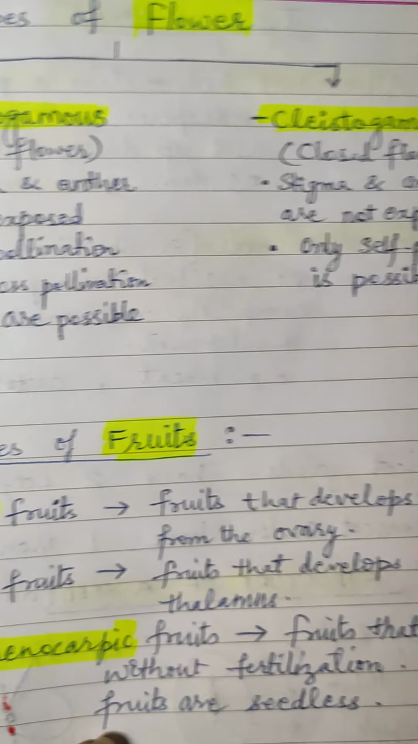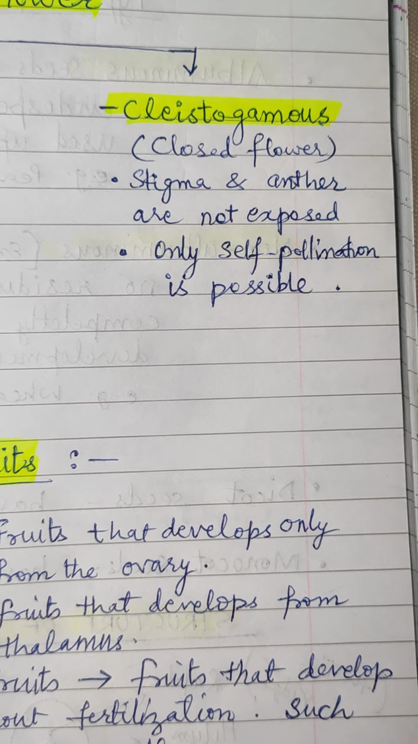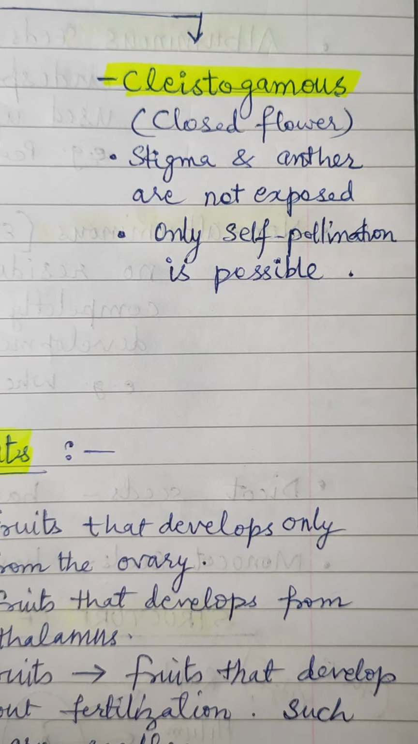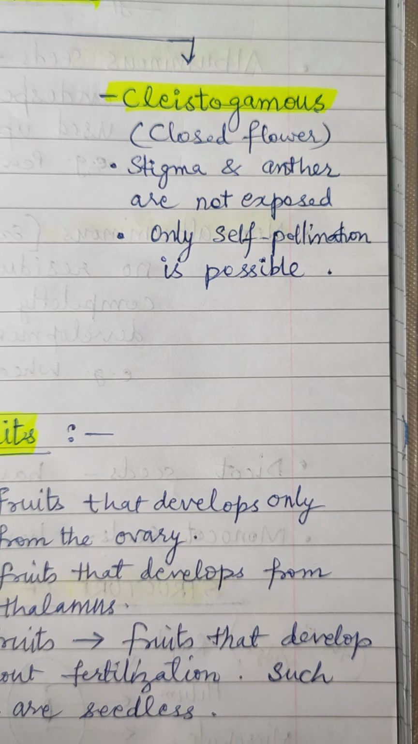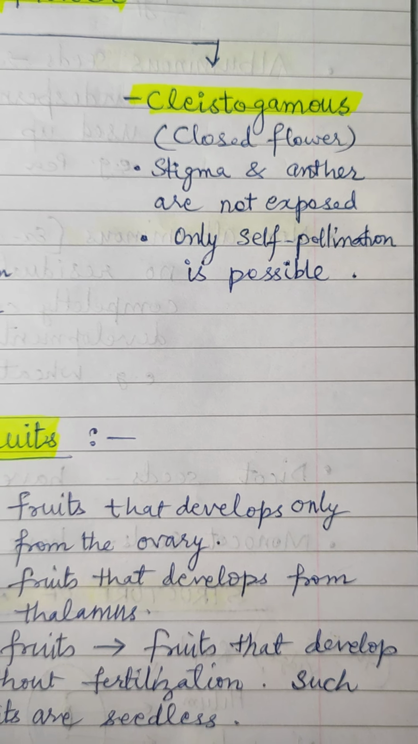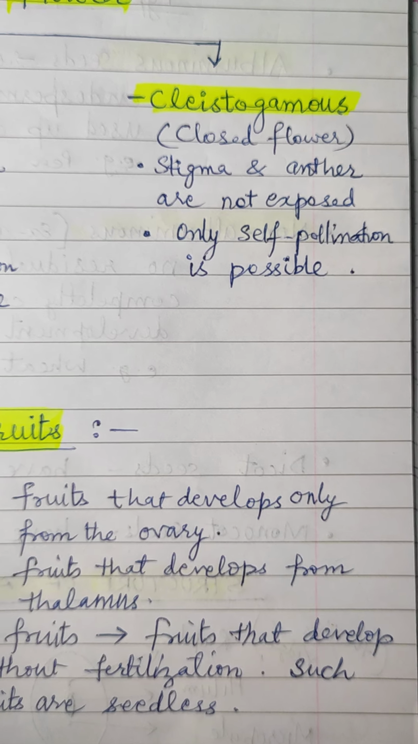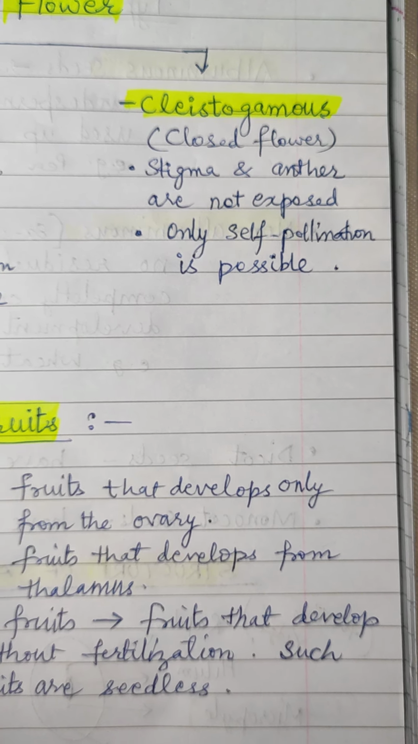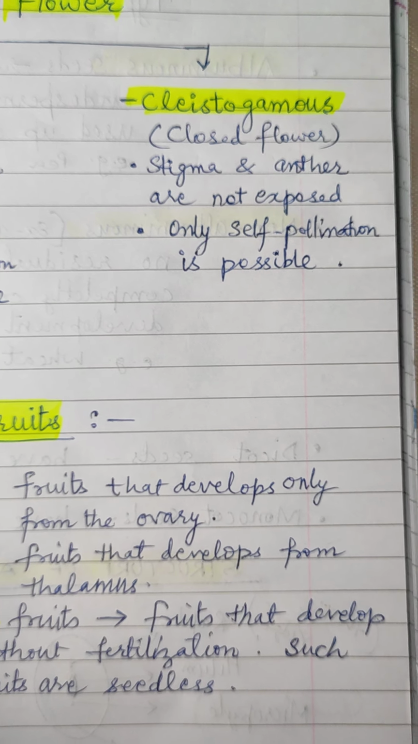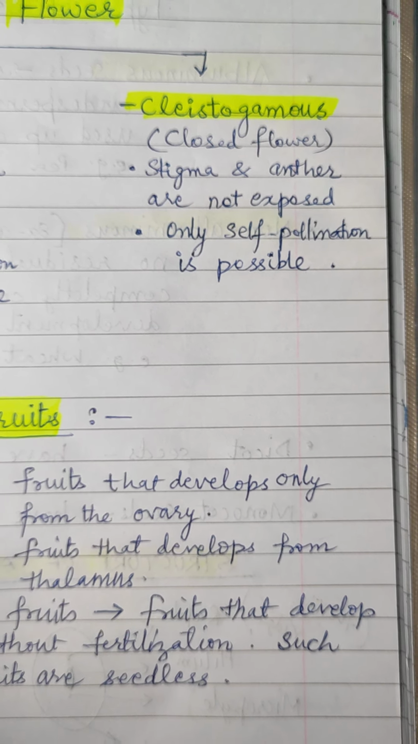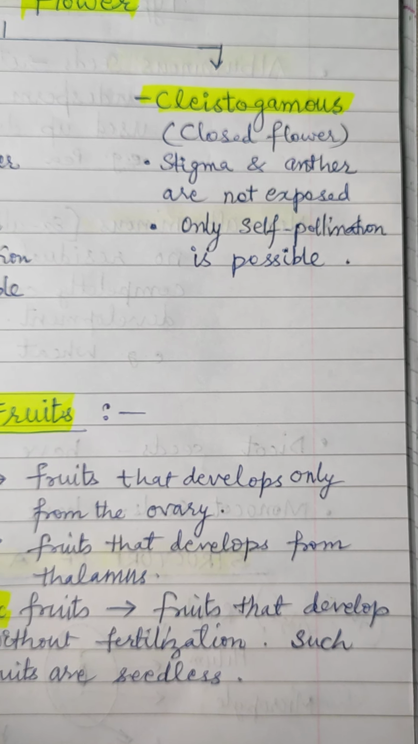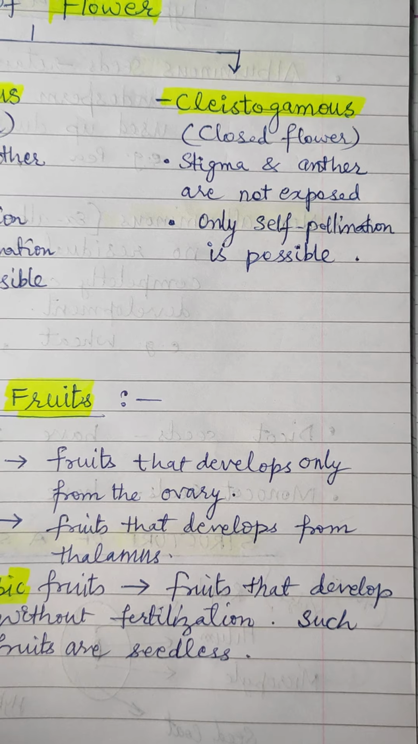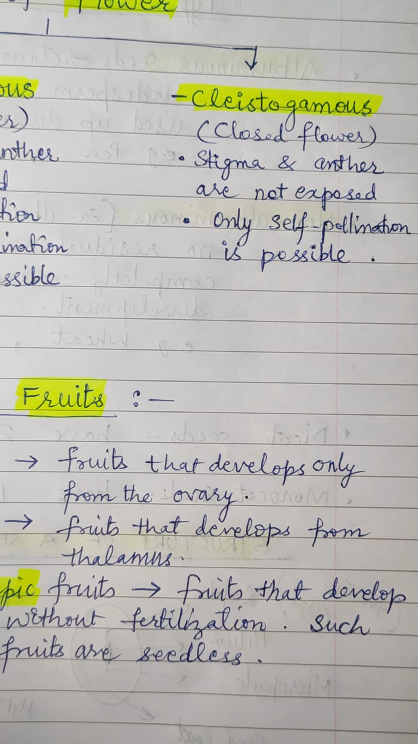Second is the cleistogamous or the closed flowers. Closed flowers in which petals are closed, stigma and style, ovary or anther, they are not exposed. So only self-pollination is possible in this. Pollen grains from the anther can reach only within the stigma.